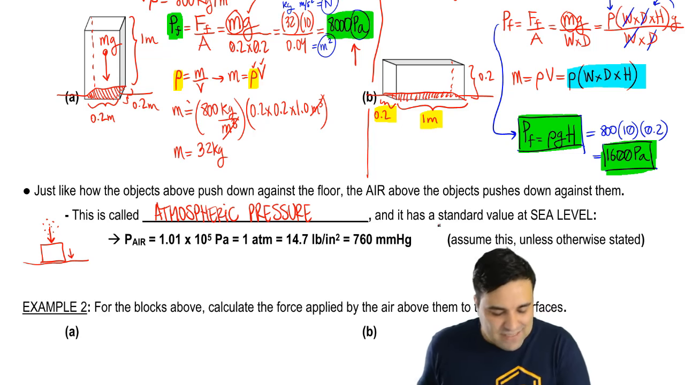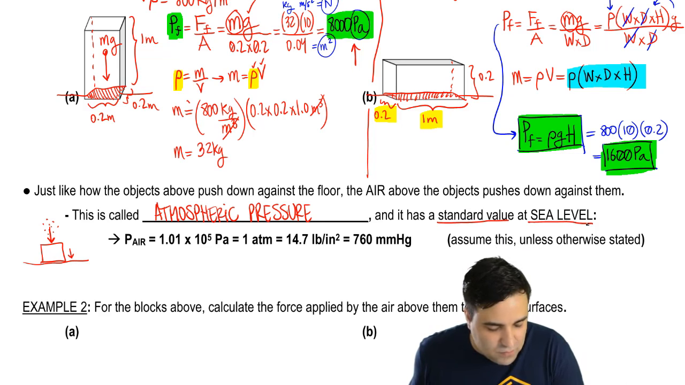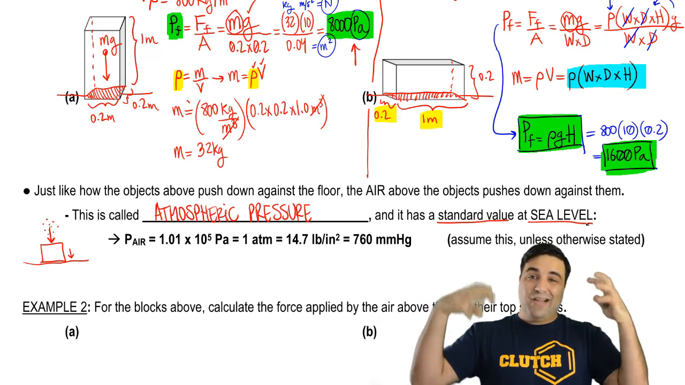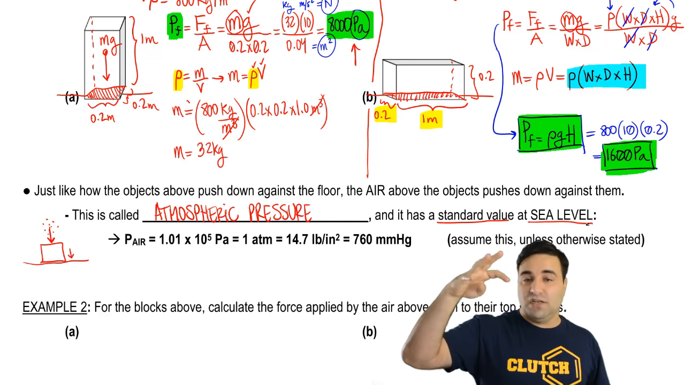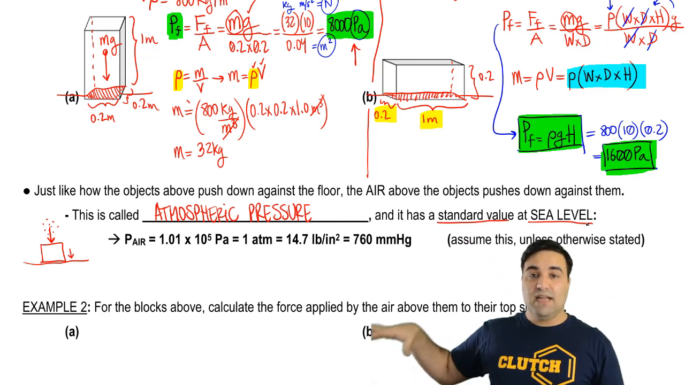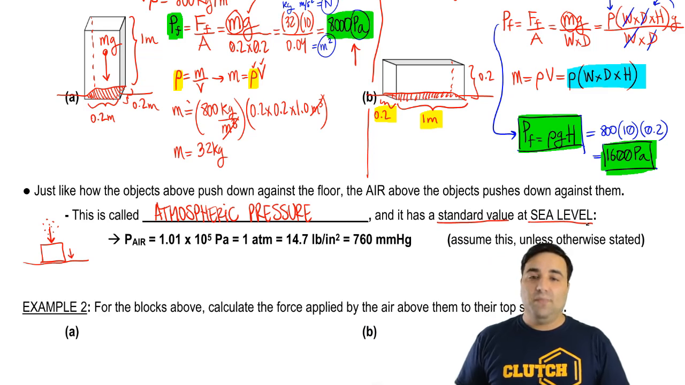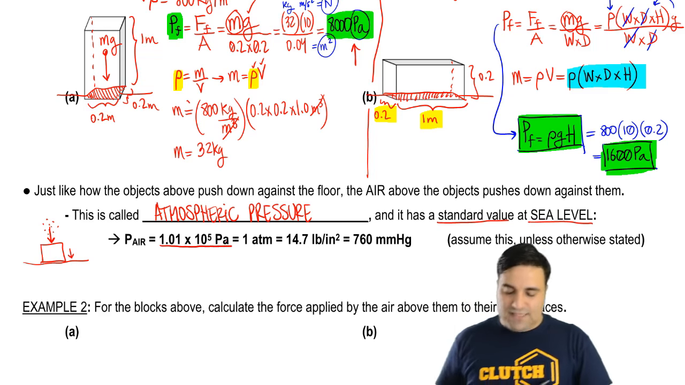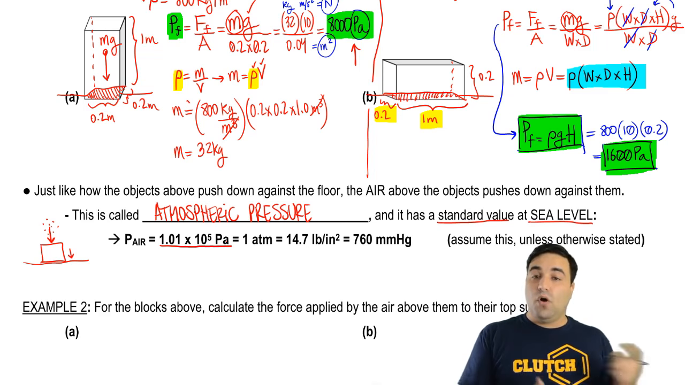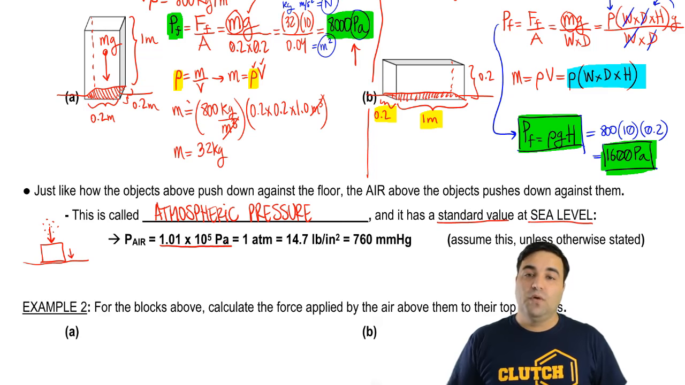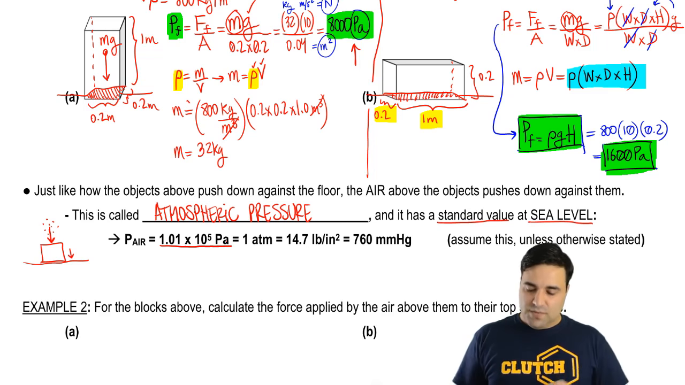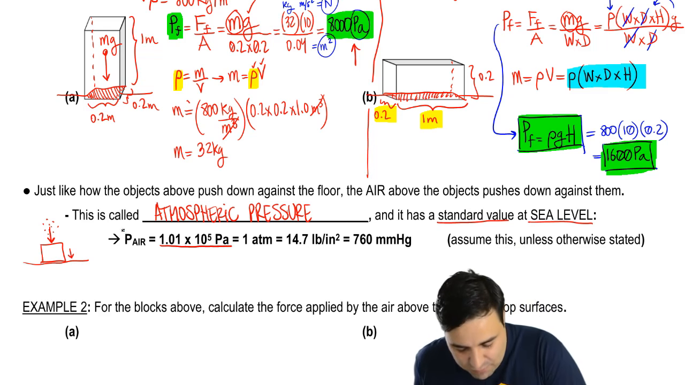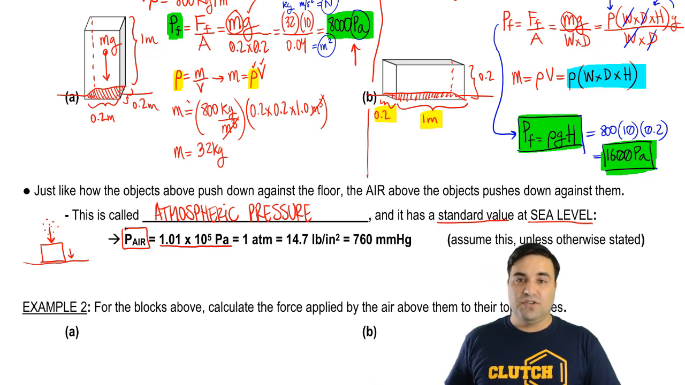And that pressure has a standard value at sea level. So what does that mean? That means that the amount of pressure that the air exerts on you actually changes if you go, let's say, up a mountain. But if you're hanging out next to the ocean, you know for a fact that that pressure has to be 1.01 times 10 to the fifth Pascal. So it's a standard value that we're always going to assume. If they don't give us a pressure, we're going to assume that the pressure of air around us is 1.01 times 10 to the fifth Pascal. And this is the pressure of air. Sometimes I'll refer to this as P air.